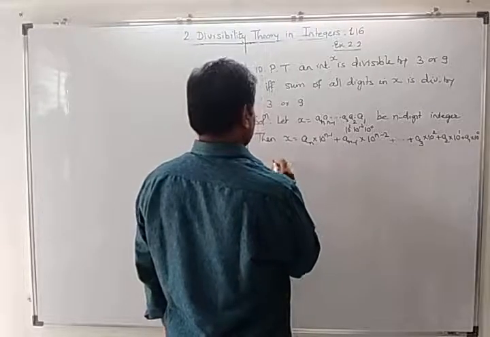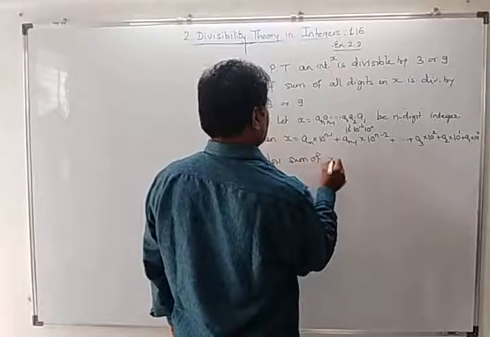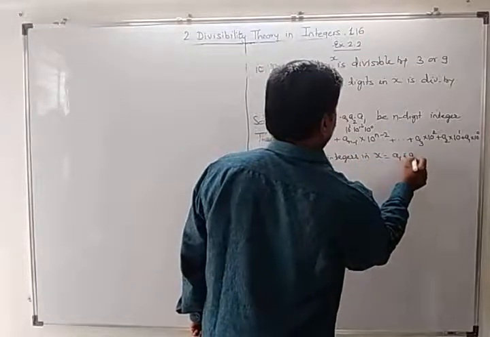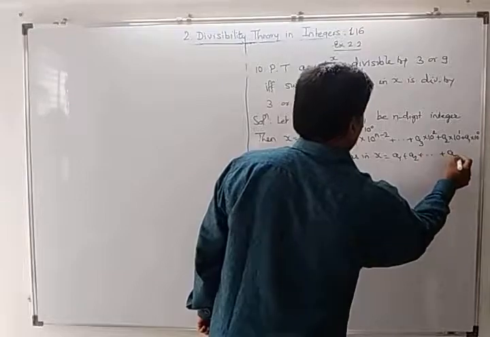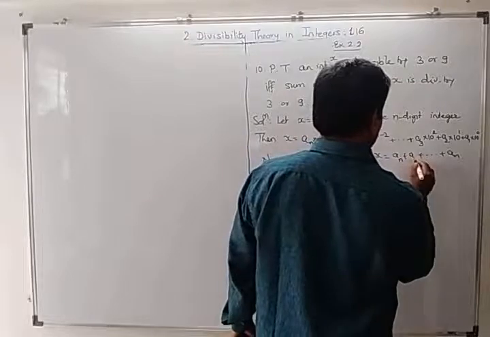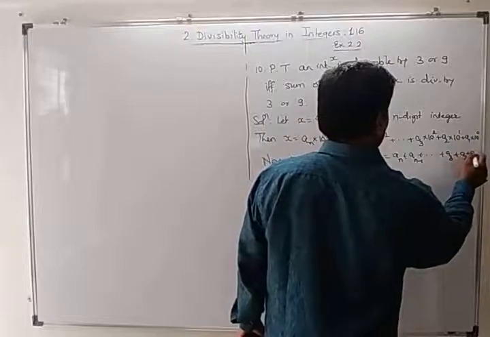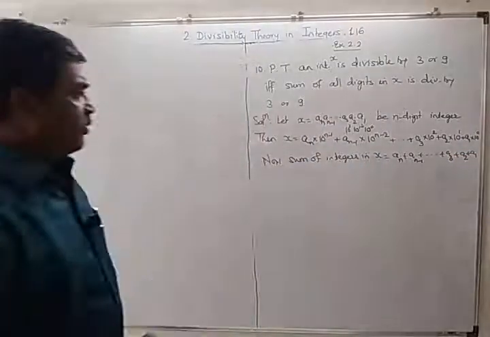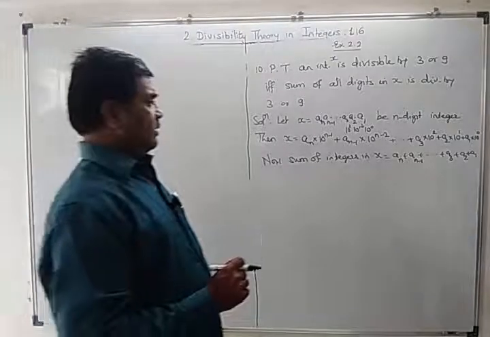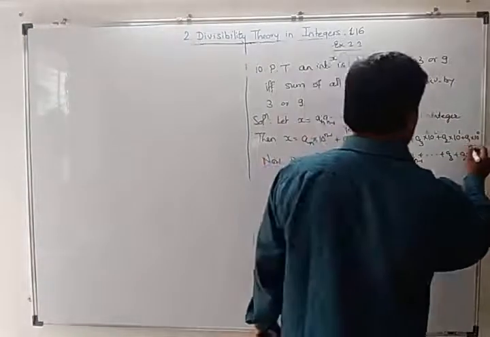Now the sum of digits in x is equal to a1 plus a2 plus and so on up to an, or an minus 1 and so on plus a3 plus a2 plus a1. So in this way we can write it. This is 1, this is 2.